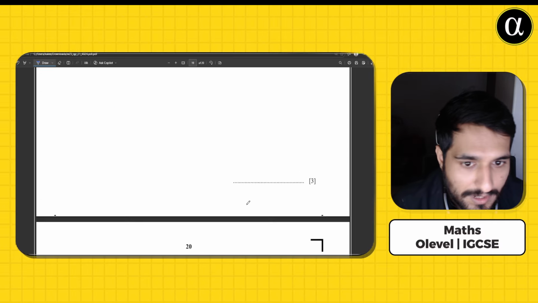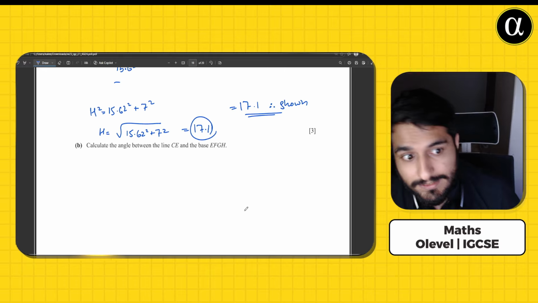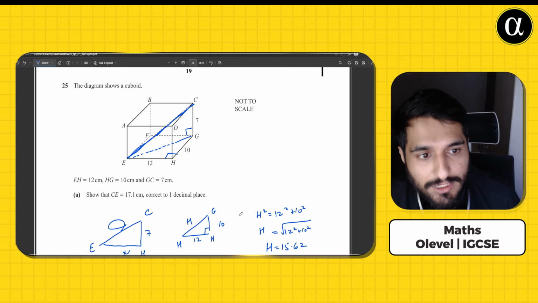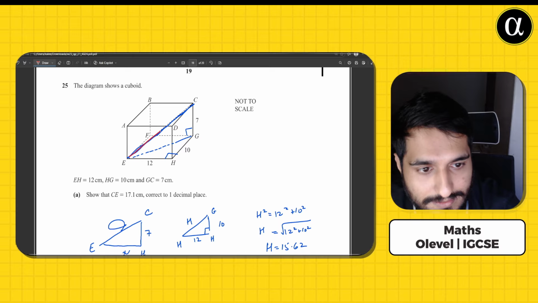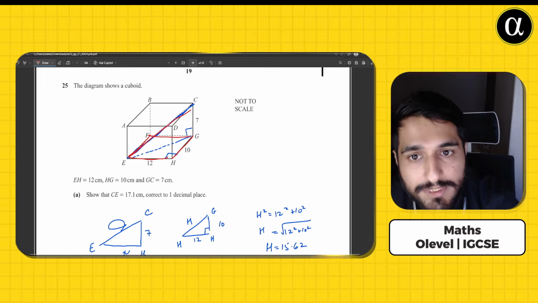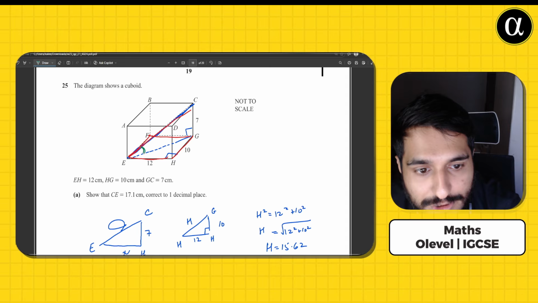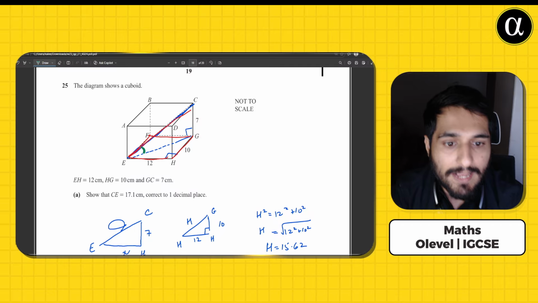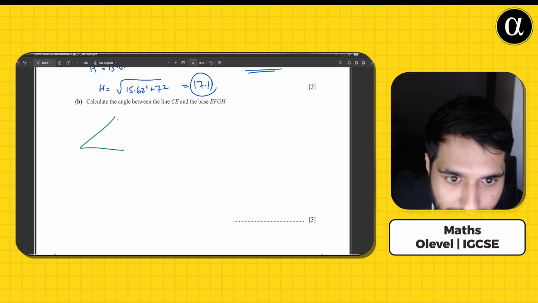Let's solve the next part. This seems to be the last question for today, and it says calculate the angle between the line CE and base EFGH. Now, this is the line CE. Have a look, guys. This is the line CE, and this is the base EFGH. And the angle that we're supposed to calculate is between the base and the line, which means we will be finding the angle over here between its imaginary image EG and EC.